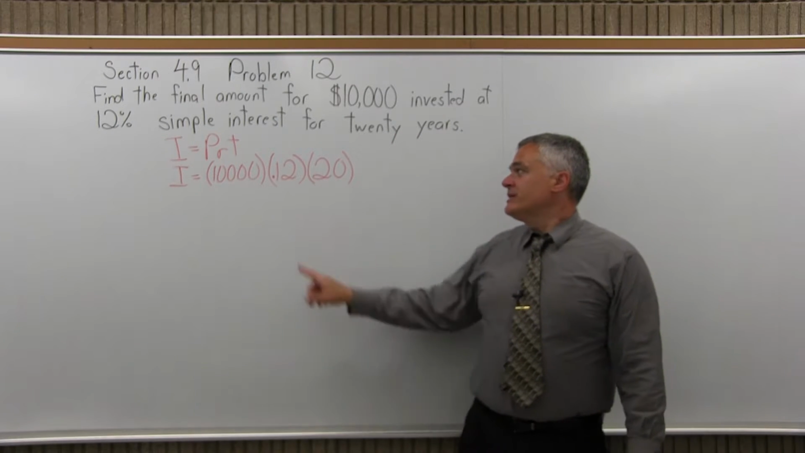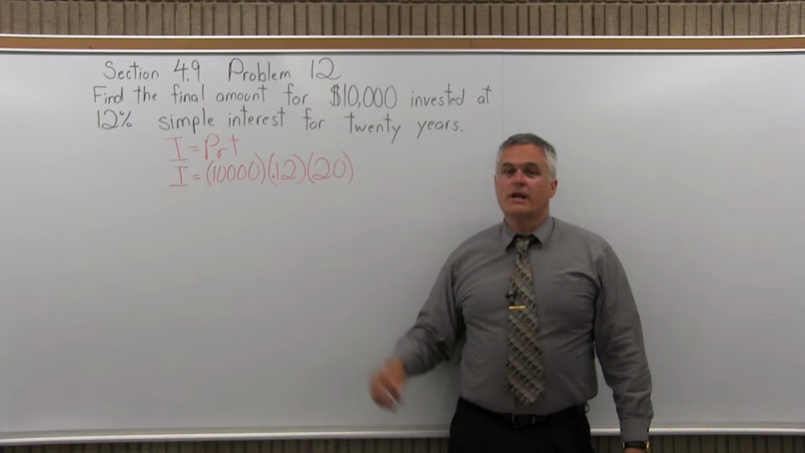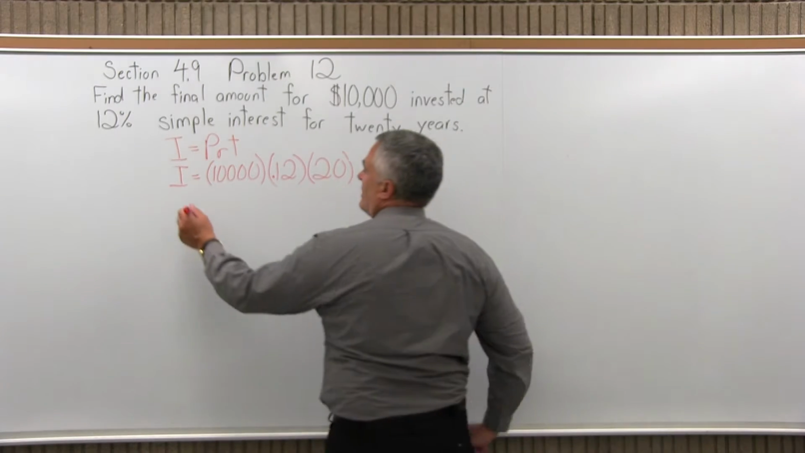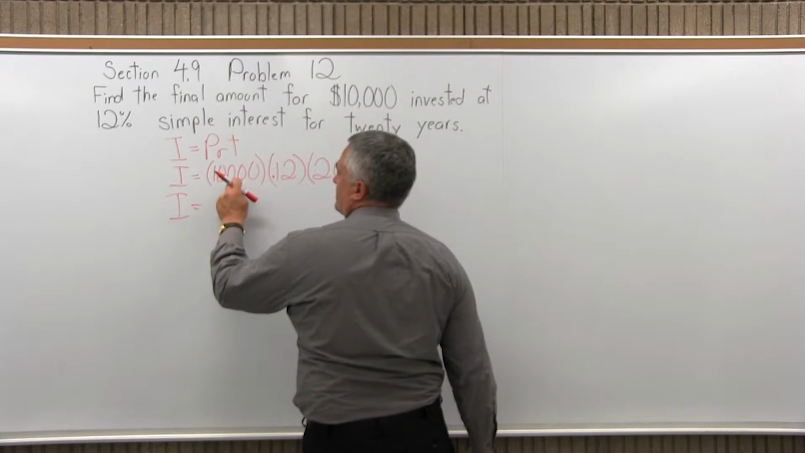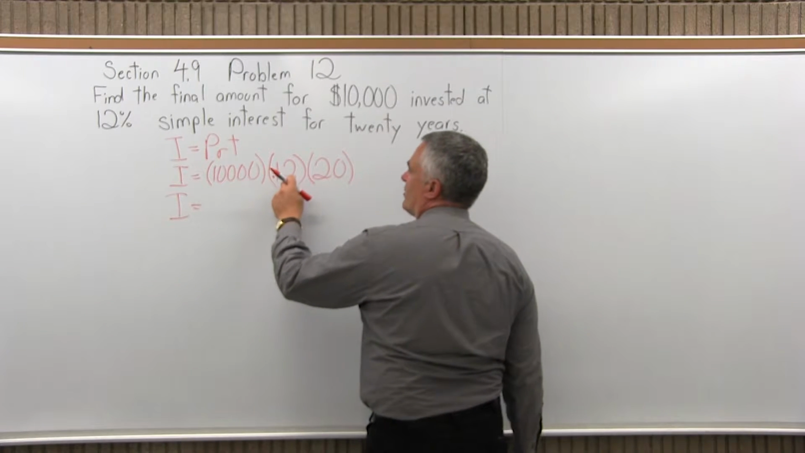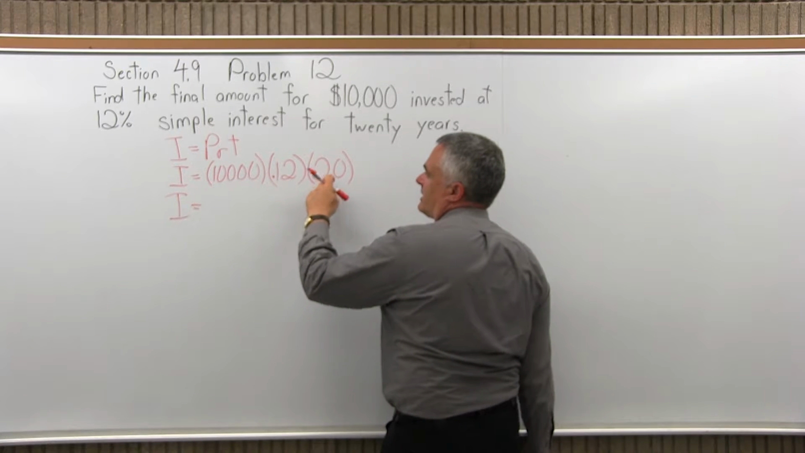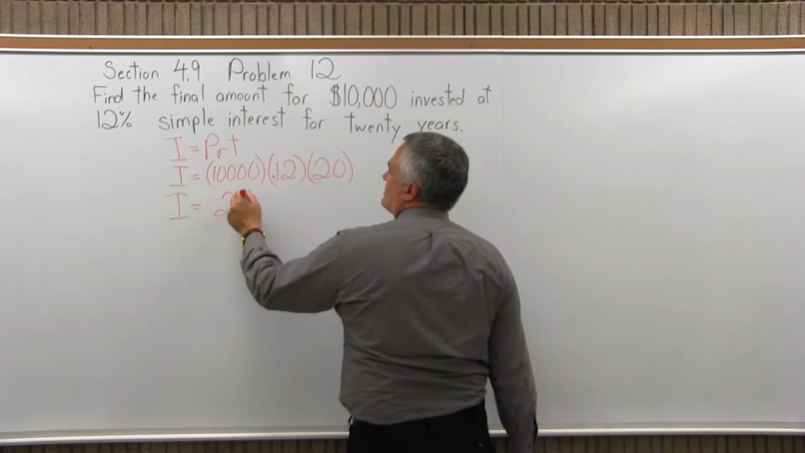So we have to multiply 10,000 times 0.12 times 20. And most teachers will let you use a calculator for this. This one isn't too bad. So you just multiply right across. Put the 10,000 on your screen first times 0.12. It's going to give you 1,200. Just leave 1,200 on the screen, go times 20. And it'll tell you that the answer is 24,000.